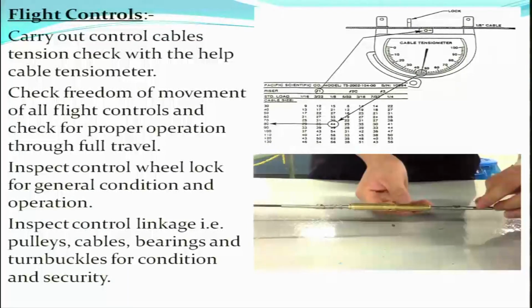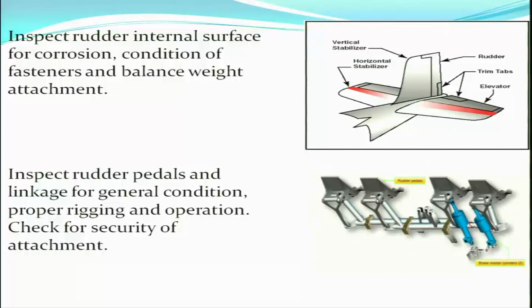Inspect control wheel lock for general condition and operation. The control wheel lock is also to be checked for condition and operation. Inspect control linkages, that is pulleys, cables, bearings and turnbuckles for condition and security. So, as part of this inspection, the pulleys, cables, bearings and turnbuckles in the flight controls are inspected for condition and security. Inspect rudder internal surface for corrosion, condition of fasteners and balance weight attachments. The internal surfaces of the rudders and the elevators, as far as possible, are checked for corrosion, condition of fasteners, and balance weights if any for attachment and security.